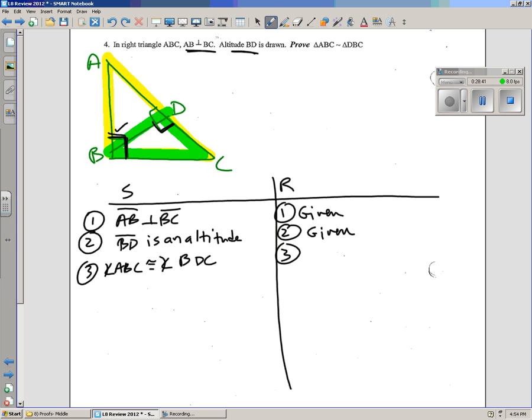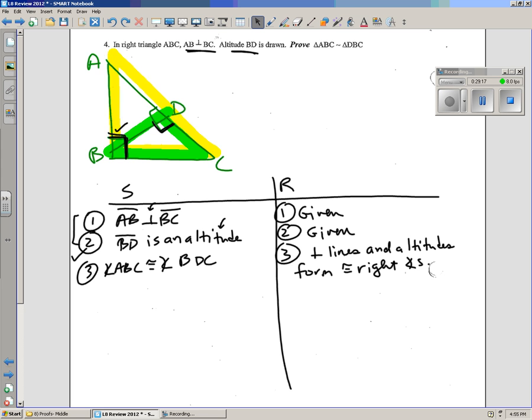And why? Well, they kind of came from different reasons. One came from perpendicular lines, one came from an altitude. But you know what? We can kind of combine that and explain that. Perpendicular lines and altitudes, they do the same thing, essentially, form congruent right angles. So now we've kind of killed two birds with one stone here. We explain why angle ABC was congruent to BDC, coming from both of these things, which are slightly different givens, but basically do the same thing. That's my first check.